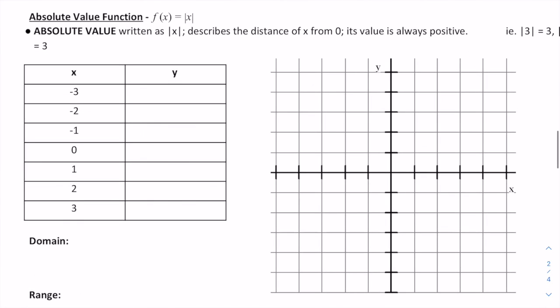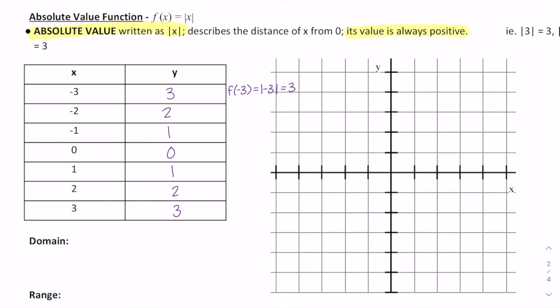Our last one is our absolute value function. An absolute value is written like this, and it describes the distance from x to 0, so it's always positive. Essentially, if we have a negative number, we just get rid of the negative and we write it all positive. Let's go through and fill in our table of values. f(-3) would just be |-3|, and then I just get rid of the negative. Same for -2, it turns to 2, -1 turns to 1.